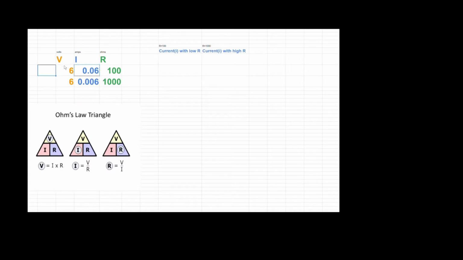What you're seeing here is we're going to build the circuit twice. First the circuit is going to have 6 volts and 100 ohms, and I'm going to expect 0.06 amps. And then I'm going to do it again with the same 6-volt battery, but a 1000 ohm resistor, and I'm expecting a smaller value for my current, right?